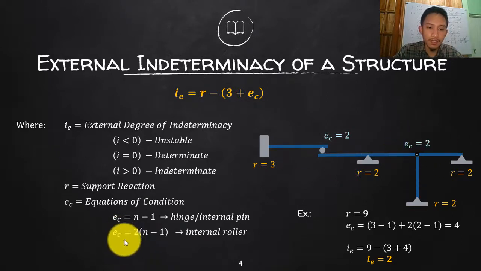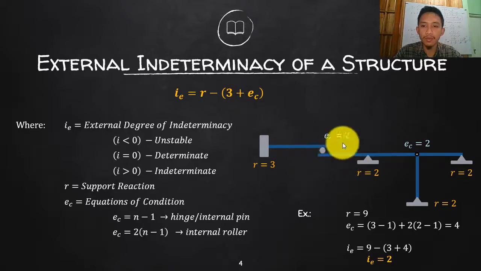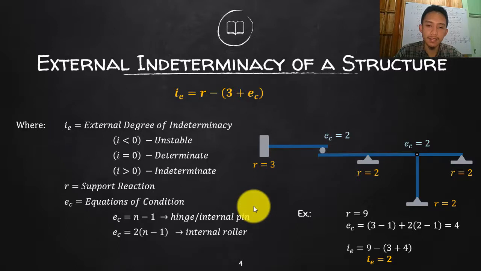Okay, and then for roller or internal roller, that is twice the quantity n minus 1. So again, n is the number of members connected to your internal roller. But most of the time, if you are talking about 2D frames, then that is 2 members only. But there are some cases wherein there is a third, a fourth, or more than 2 members. Since in this case you have only 2 members, n there is 2, so 2 minus 1 is 1. Multiply that always by 2 if you are having a roller.